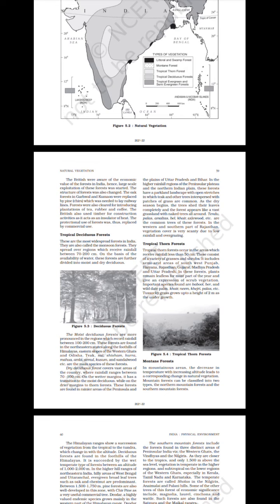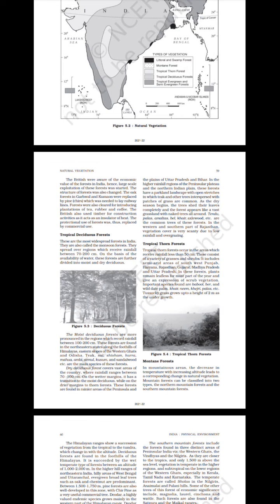Take a look at Figure 5.3, Deciduous Forest. Tropical deciduous forests. These are the most widespread of forests in India. They are also called the monsoon forest. They spread over regions which receive rainfall between 70 to 200 centimeters. On the basis of the availability of water, these forests are further divided into moist and dry deciduous.